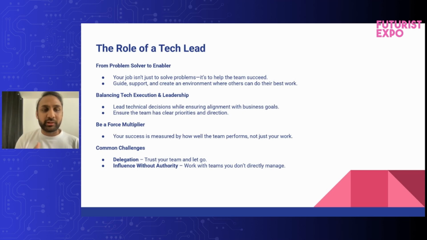For example, delegation or influence without authority. How you can delegate, what to delegate, and what to own. Similarly, how you can influence or work with teams where you have no influence. They don't come under your director or manager, so you don't have any authority. I will talk about all these sections in detail in future slides, but at a high level, becoming a tech lead is a very good progress from IC, and it's very important for building any organization as well.